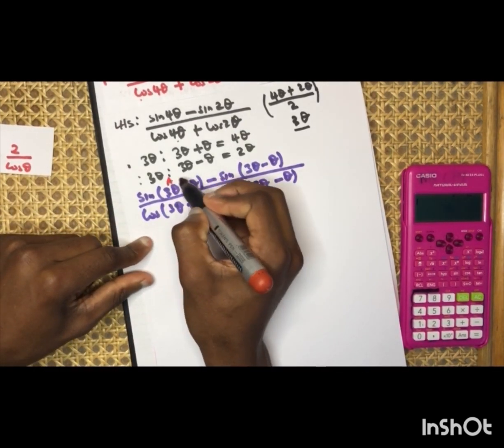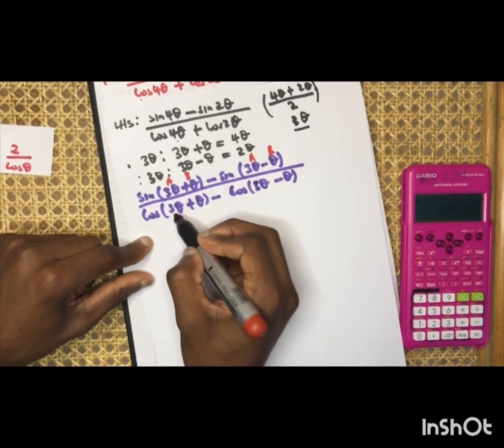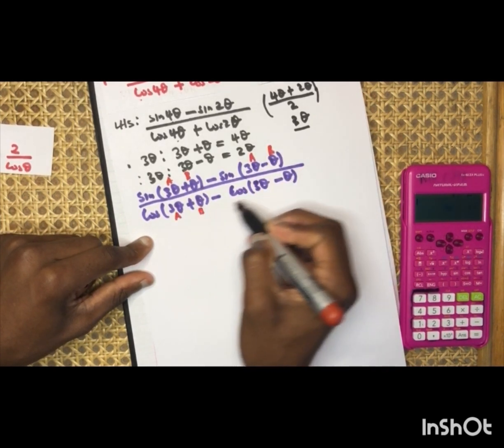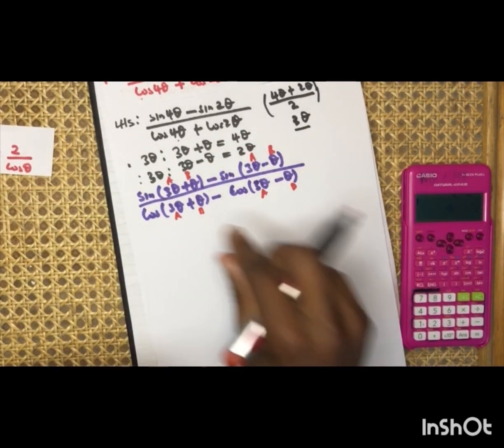This is A, this is your B, and this is your A, this is your B, A and a B. So it is simplified now, guys. Let's try to expand.